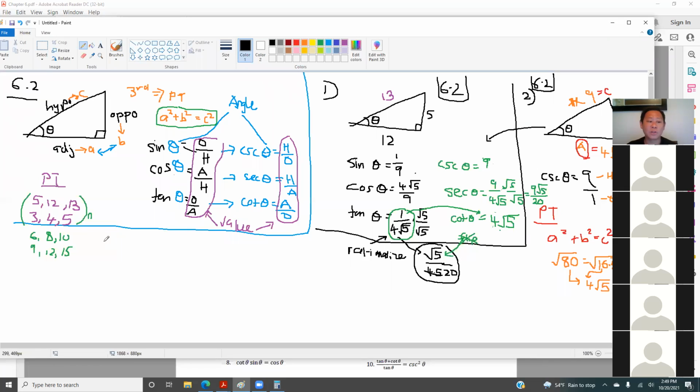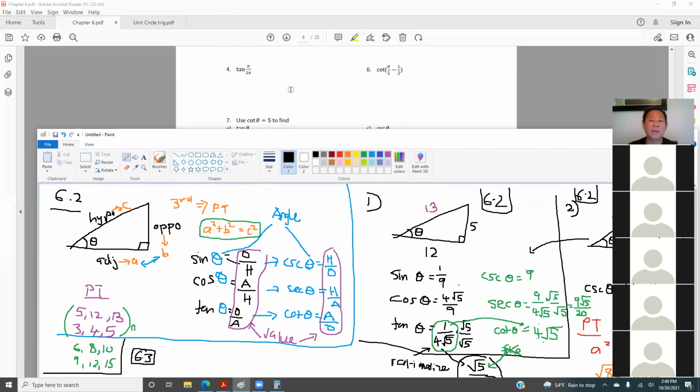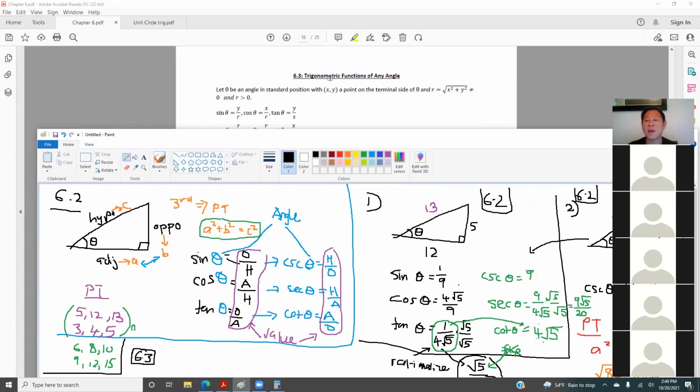So this is 6.2. So now we're gonna do a little bit on 6.3. Yes, we'll move a little bit fast here. Now, what is 6.3? 6.3 is where you will have trigonometric function of any angle. So that means it can go from any angles you want, 0 to 360 or 0 to 2 pi, and it can go more than one revolution.